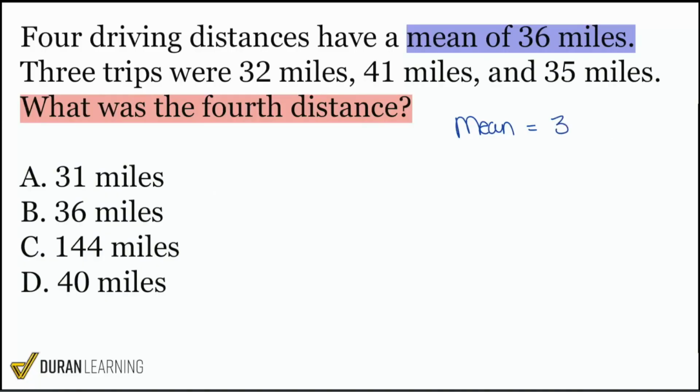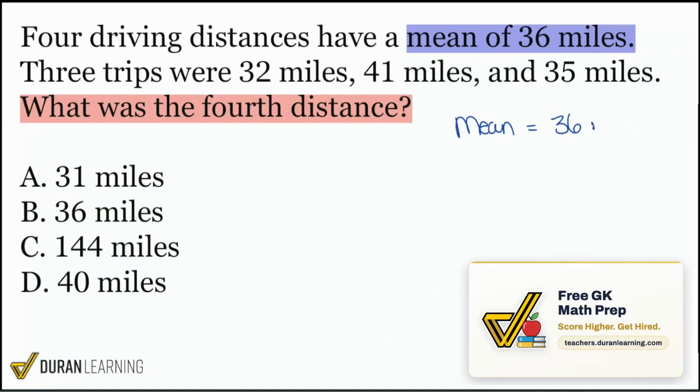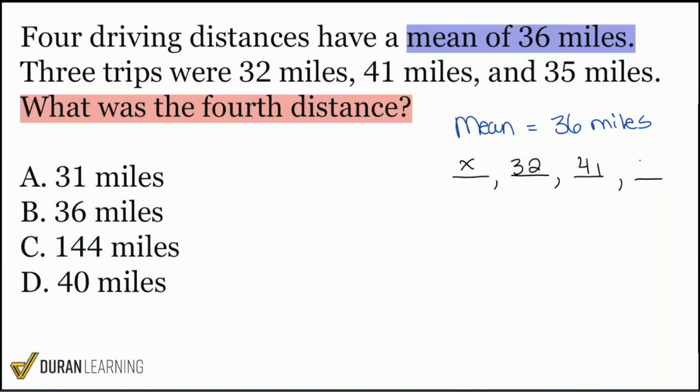And then from here, we'll go ahead and write down the 4 distances with the 1 missing. So we can just say X for one of them. And then we have 32, 41, and 35. So let's go ahead and ponder this.